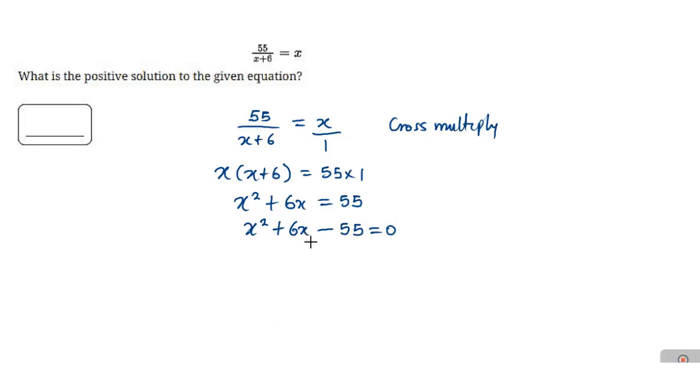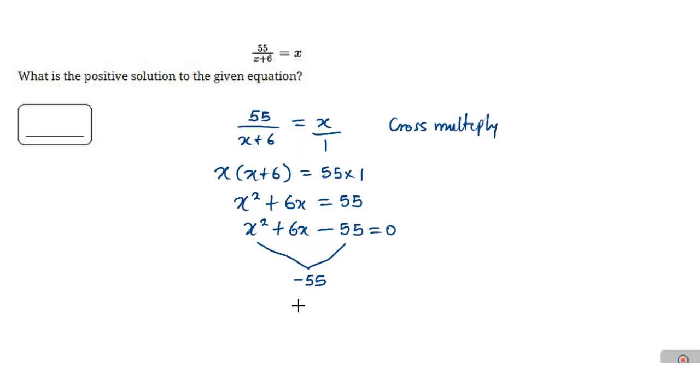So what we want to do now is to solve this quadratic equation. So we look at the coefficient of the first term. The coefficient of x squared here is 1. In reality, it is the same thing as saying 1x squared. And we multiply by the last term. The last term here is minus 55. So 1 times minus 55 will still give us minus 55.